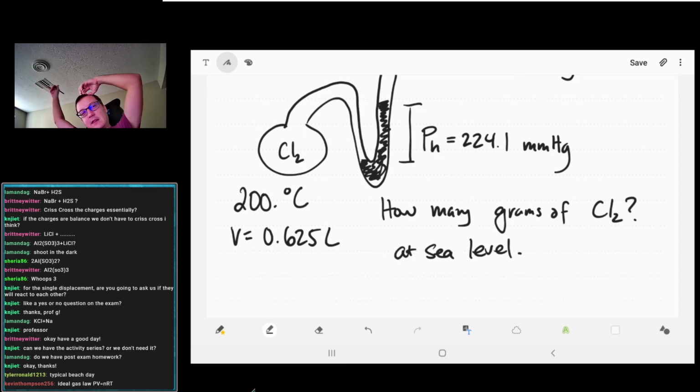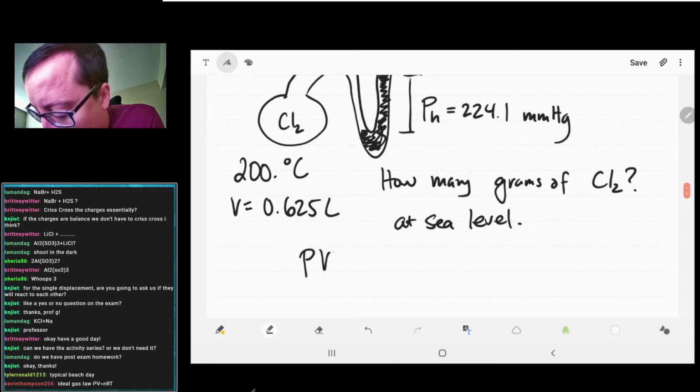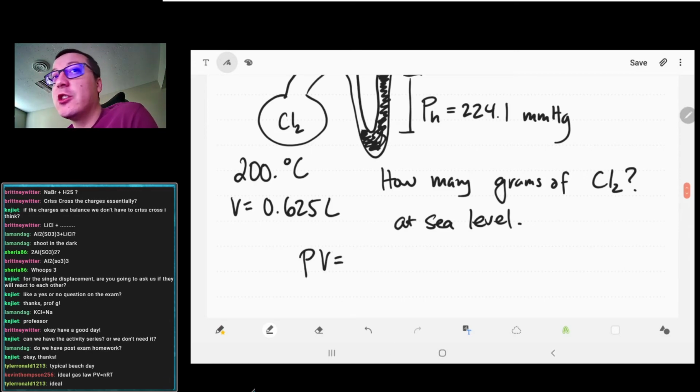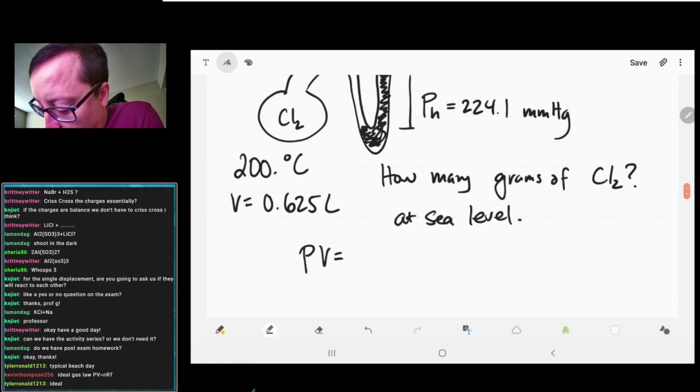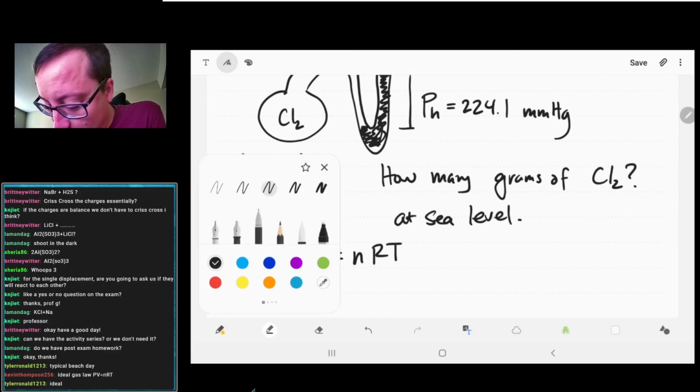Yeah, Kevin's got the right idea. We should be using the ideal gas law here. We don't have things that are changing, it looks like, in this case, so that tells us we should be using the ideal gas law. So with that in mind, now let's see what we do have with this.